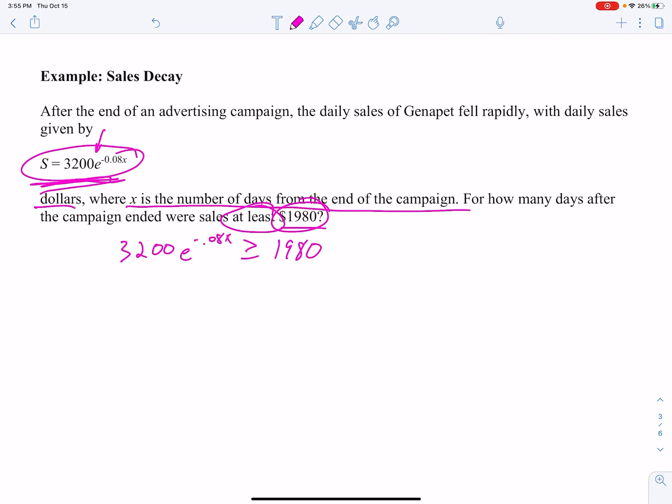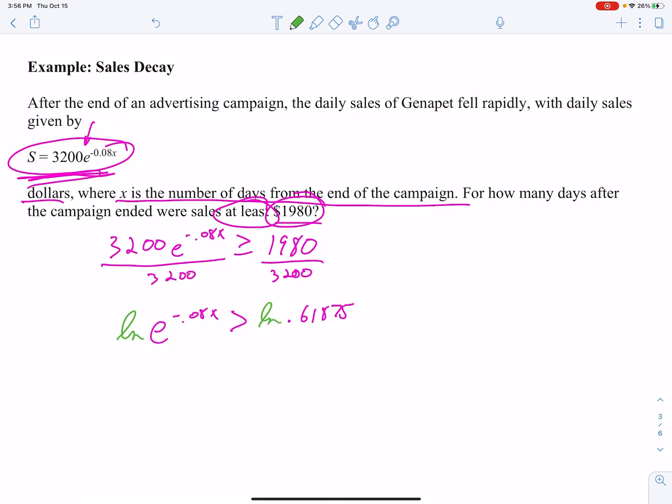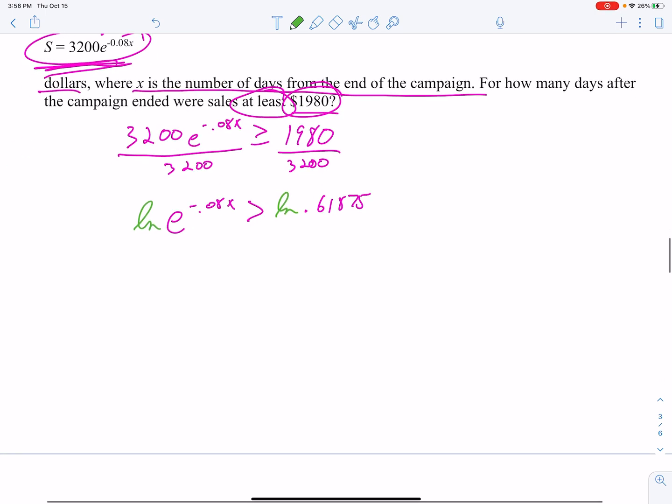Now we're going to divide both sides by 3200. So we'll get e to the negative 0.08x greater than or equal to, and if you do 1980 divided by 3200, you get 0.61875. Now, since we have an e here, remember we're going to use the natural log. Whenever you have an e, use natural log. They go together, and I'm going to show you why in a second here.